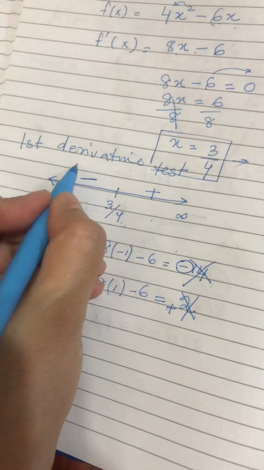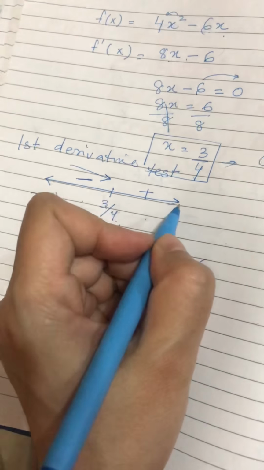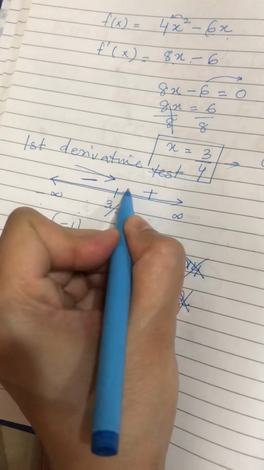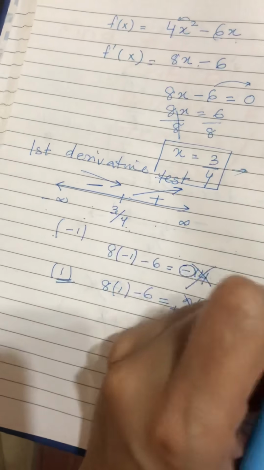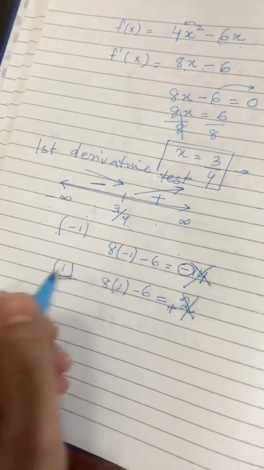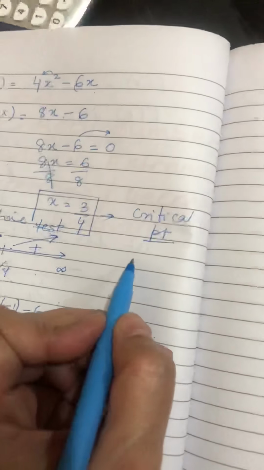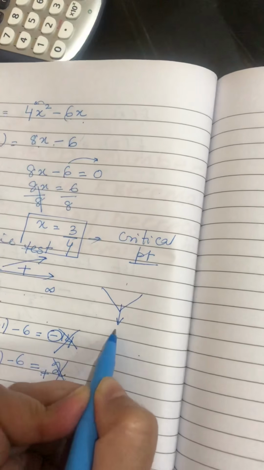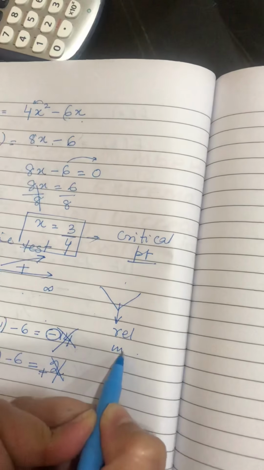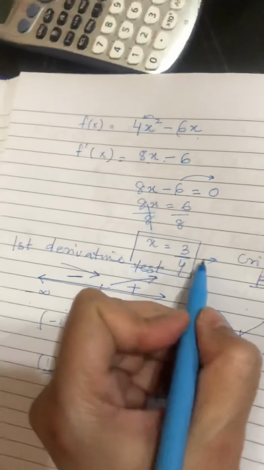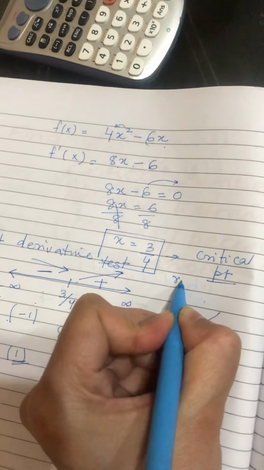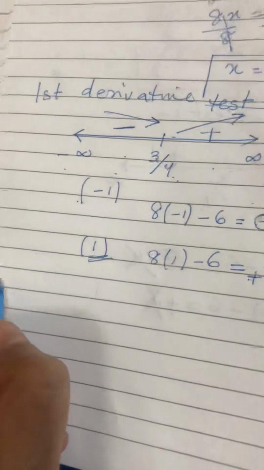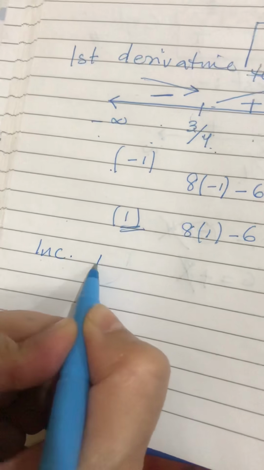So, negative means negative slope, it means the graph is decreasing, and positive means that the graph is increasing. Now, as it is very obvious from the shape, this shape here is called a relative minimum. So, at this number we will have a relative minimum. Now, write down the increasing or the decreasing intervals.